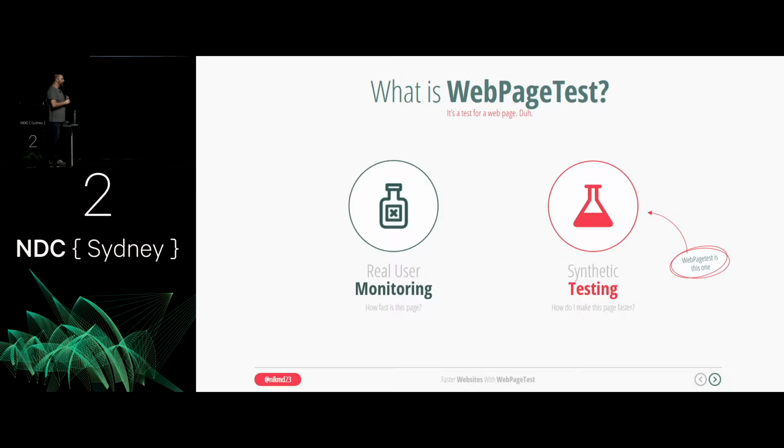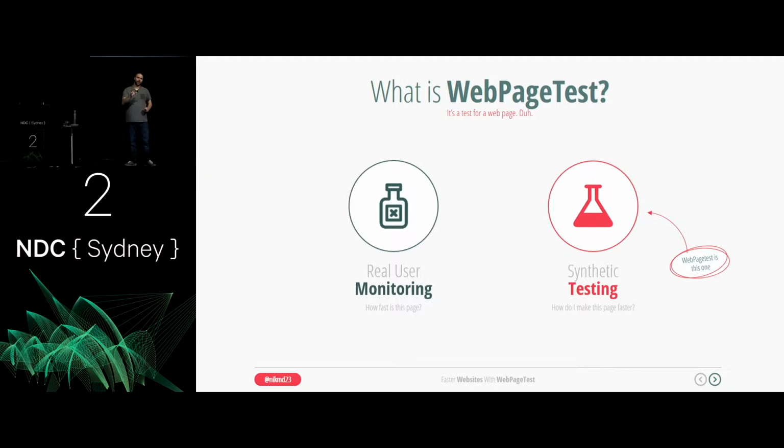When we stop to think about WebPageTest, we have to think about what role it plays in the world of performance testing. When we think about performance testing, there are basically two techniques used. The first is real user monitoring, also called RUM. The initials are RUM. The second is synthetic testing. WebPageTest is synthetic testing. That's really all we're going to talk about in this session.